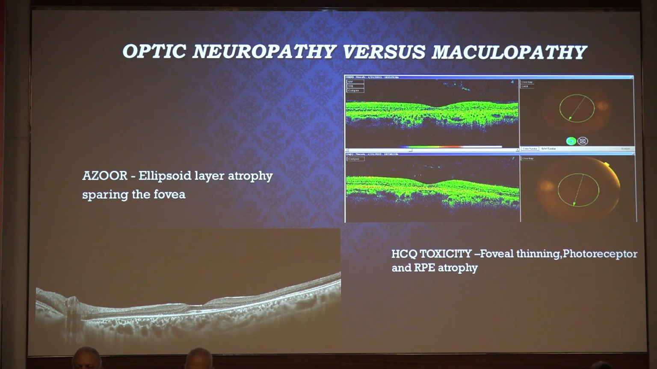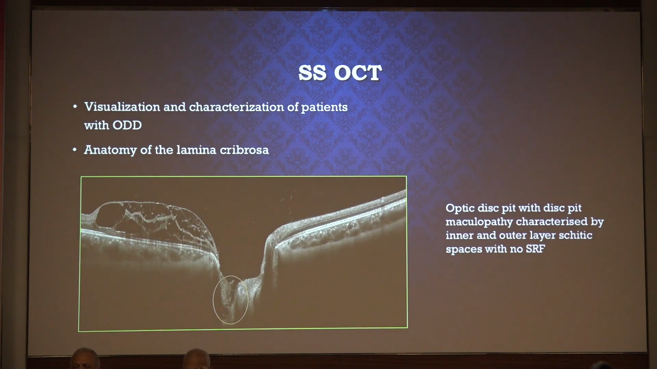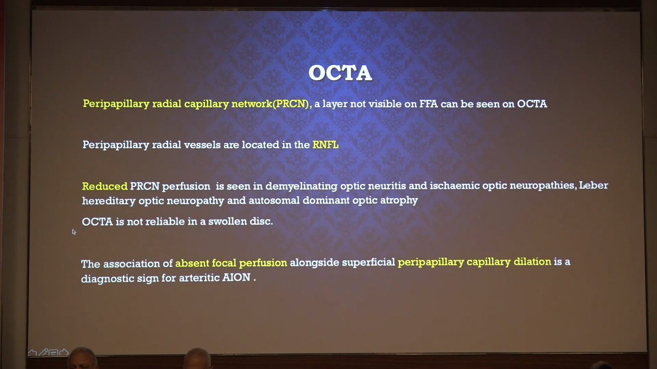The last two slides are very important, to differentiate optic neuropathy from maculopathy. This is where it really is in use clinically, in Azure and HCQ toxicity. And a new thing is that swept source OCT can be used to diagnose the congenital disc anomaly. Here you can see the disc pit with the disc pit maculopathy. And this is my last slide.